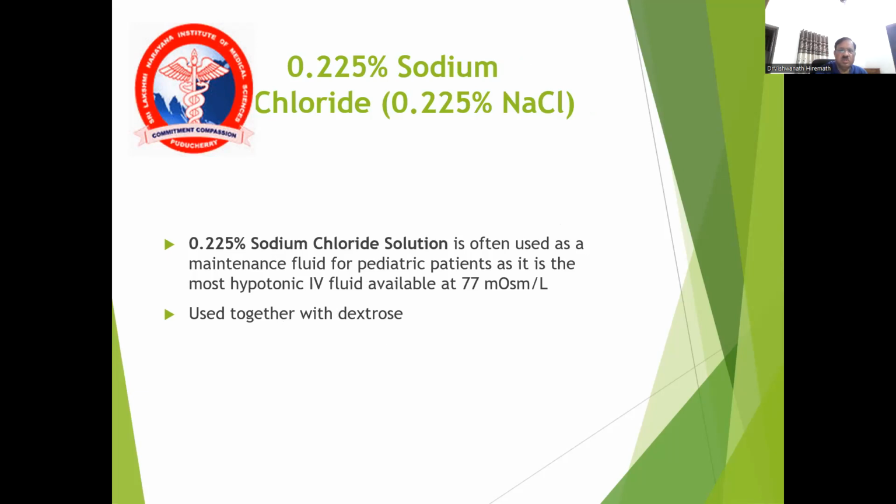The hypotonic solution that is used in case of pediatric patients is 0.225% sodium chloride solution, which is used as a maintenance fluid for pediatric patients. It is one of the most hypotonic intravenous fluids that's available, having only 77 milliosmoles per liter of the solution. It is used with dextrose to increase the tonicity.